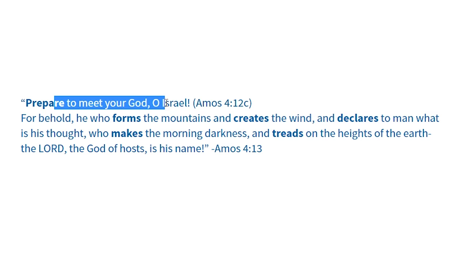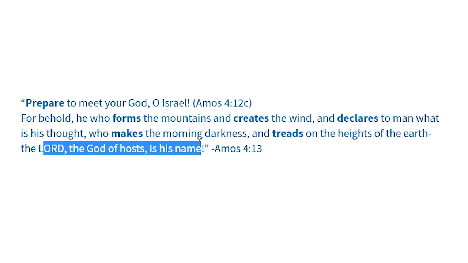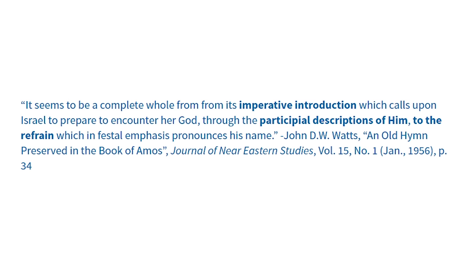Prepare to meet your God, O Israel. And then we have these participles in bold. So the imperatives and the participles are in bold. He who forms the mountains, creates the wind, declares to man, makes the morning darkness, and treads on the heights of the earth. And then the refrain, the Lord, the God of hosts, is his name. It seems to be a complete whole from its imperative introduction, which calls upon Israel to prepare to encounter her God, through the participial descriptions of him, to the refrain, which in festal emphasis pronounces his name.